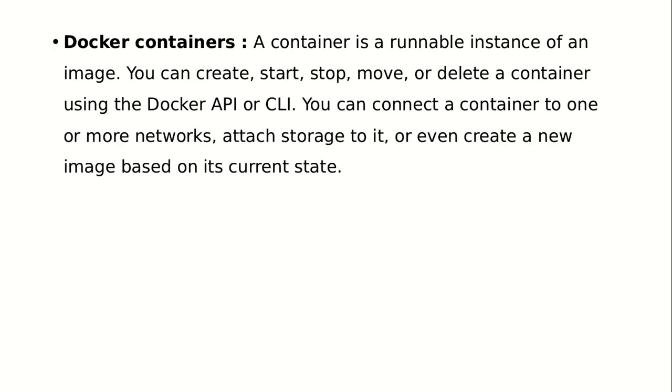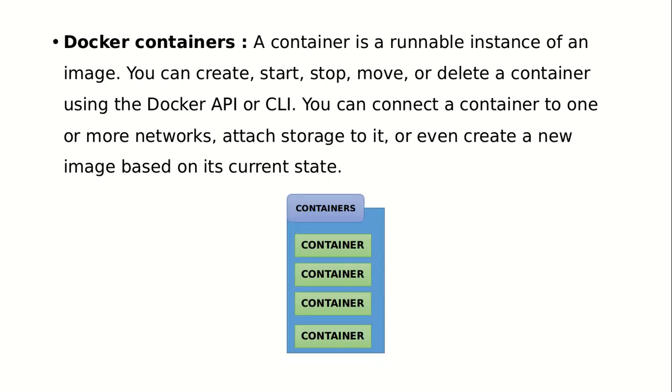Next, we have the Docker containers. Whenever we execute the Docker image, we get the Docker containers. A Docker container is the executed form or the running instance of your image. Now this container can be started, stopped, moved, or deleted using the Docker CLI or your Docker API. You can connect a container to more than one network, attach storage to it, or even create a new container based on its current state. So you'll have the images, and out of those images you will create the containers.